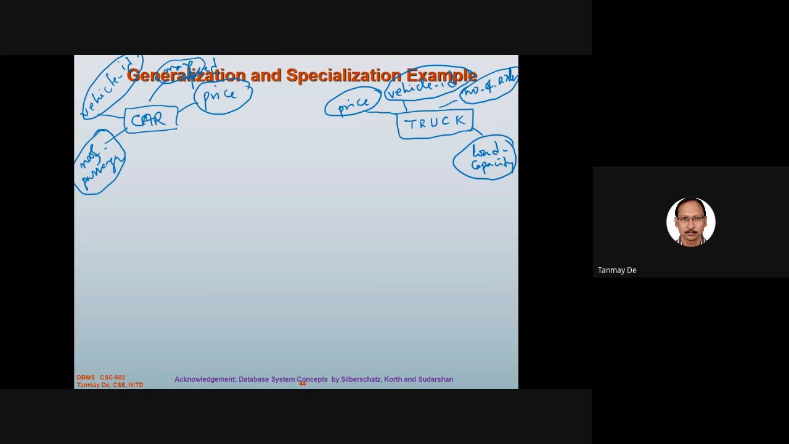But here some common features are there. You all correctly told: the vehicle ID, price, and so on, as well as the maximum speed. In case of truck there is also a maximum speed. So this is the other attribute. These common features in both the entity sets we can represent by a generalization or maybe a specialization.